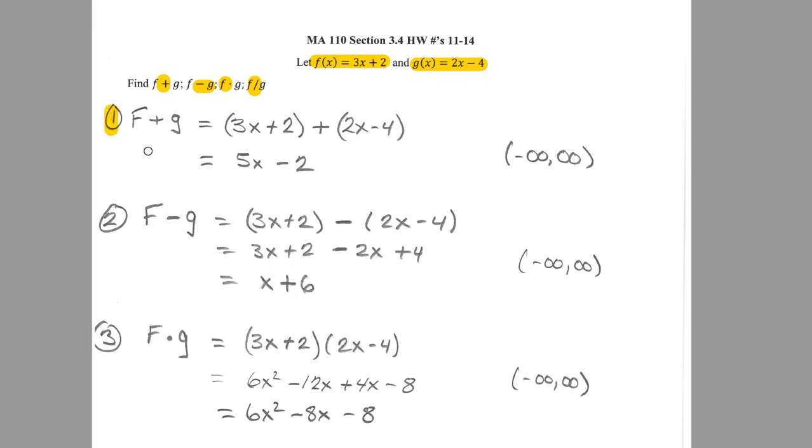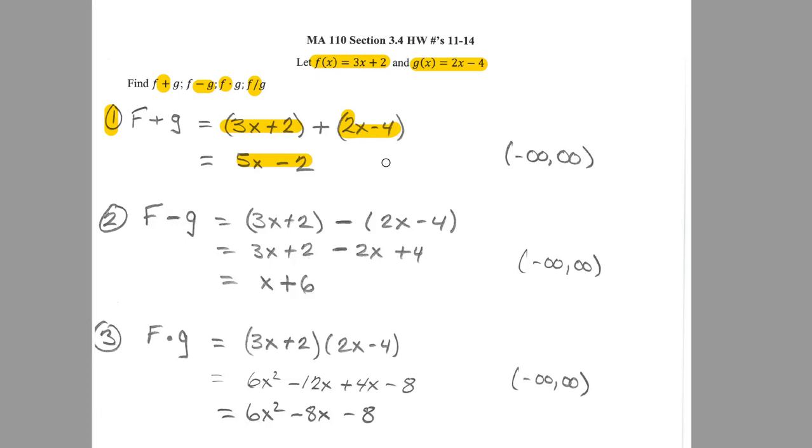First, let's add them. F plus g. So I take function f, 3x plus 2. I like putting a parenthesis around it to help me remember what function f is. Plus, that's this plus, g, which is 2x minus 4. Then I just combine like terms. 3x plus 2x is 5x. 2 plus negative 4 is negative 2. So my final answer for f plus g is 5x minus 2.